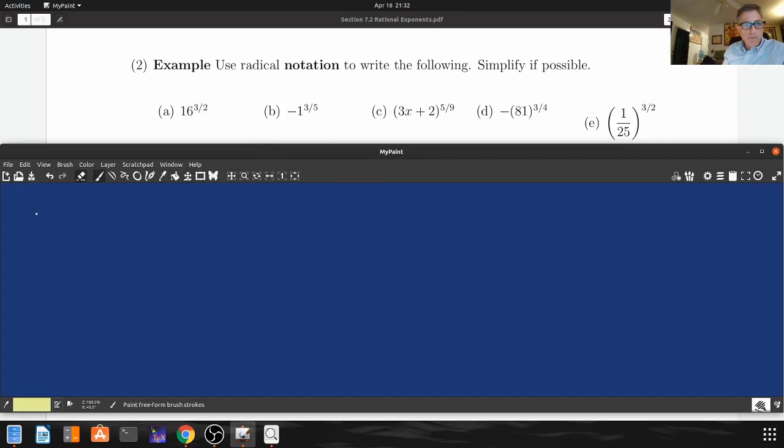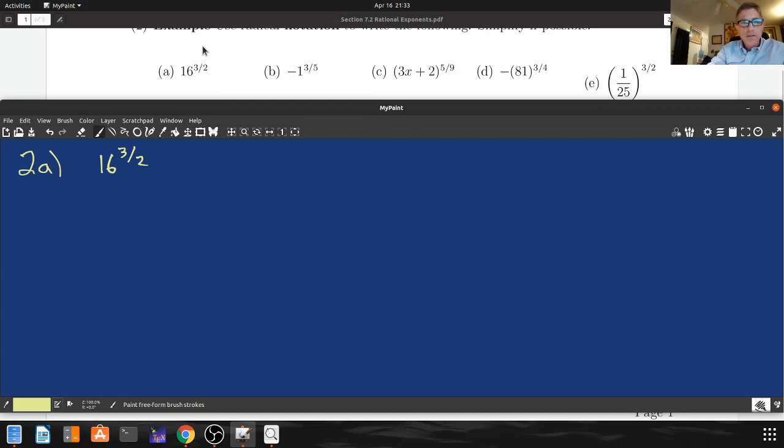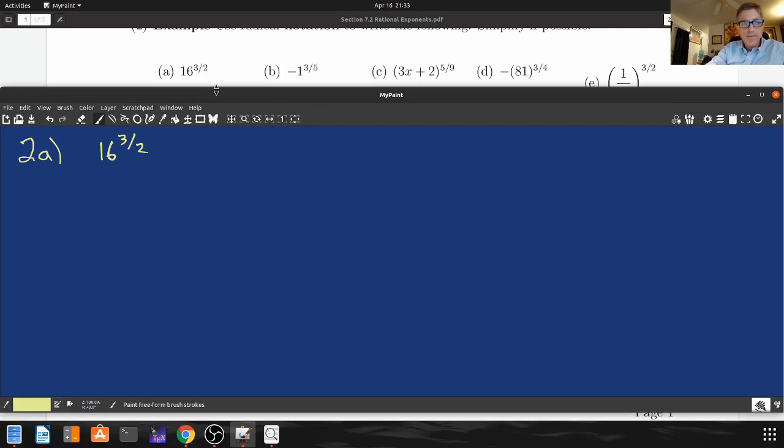So this is example 2a. So I have 16 to the 3 halves. So let's give ourselves some more room. That'll do for right now. 16 to the 3 halves. So by definition, the denominator becomes my index, and 16 is my base raised to the power of the numerator.